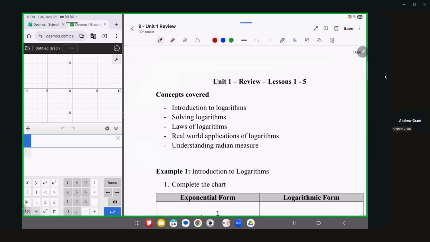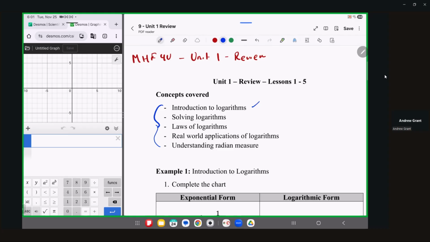We are continuing on with the MHF4U course, the Grade 12 Advanced Functions University course, and we are finishing up Unit 1. This is the review portion, so we'll be reviewing select topics from lessons 1 to 5. We can't review everything, but we'll review the big topics that were covered in each of the units. With that in mind, here are the 5 lessons we're going to be covering.